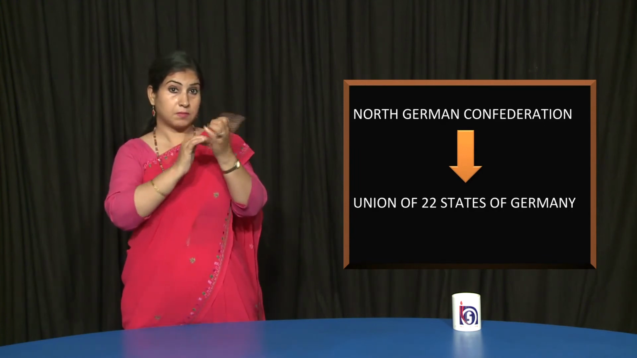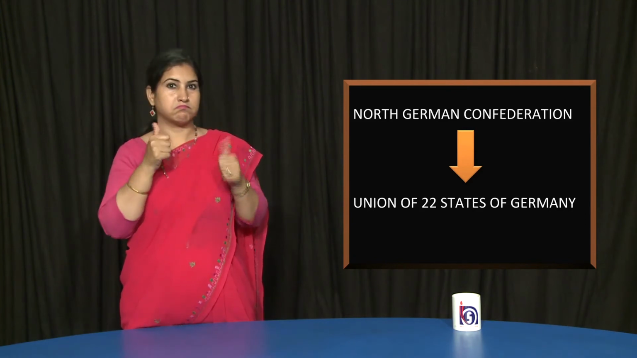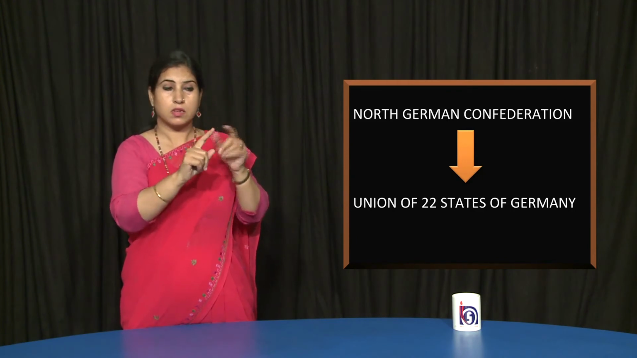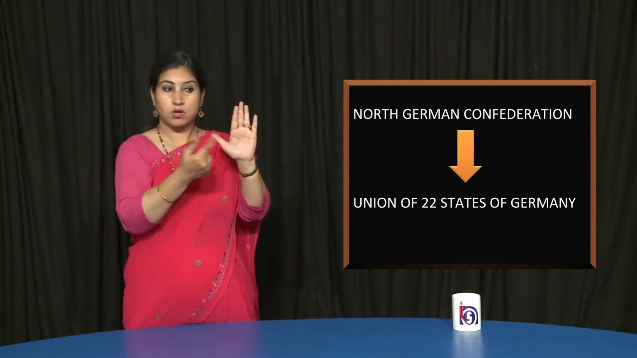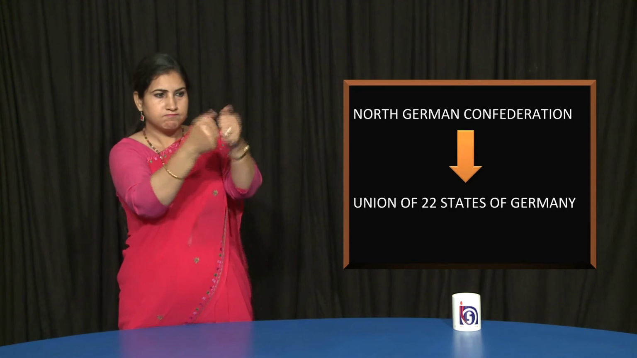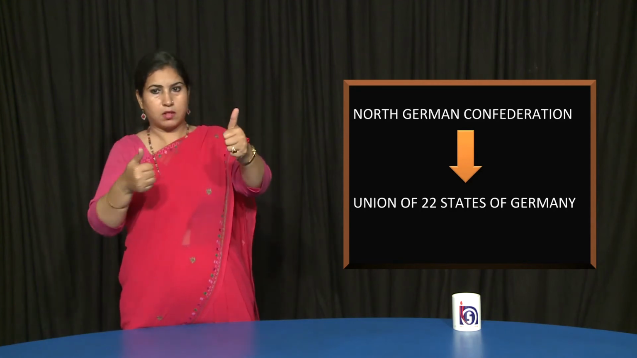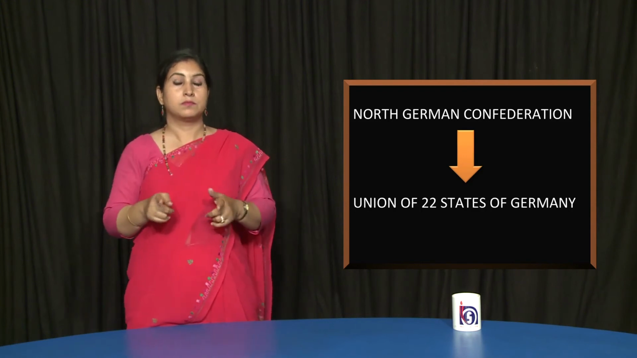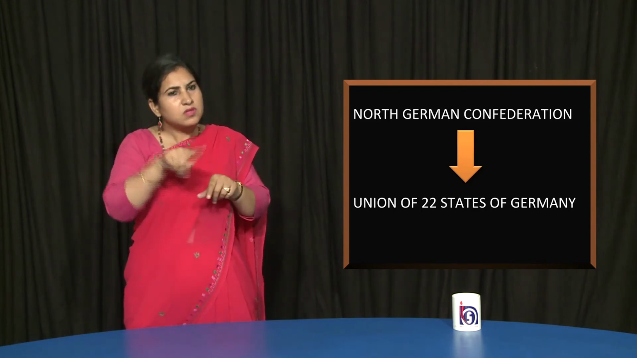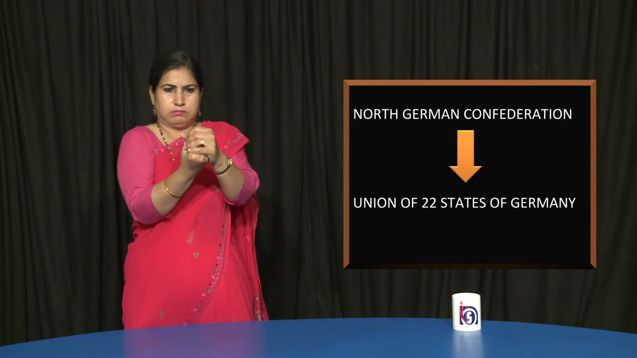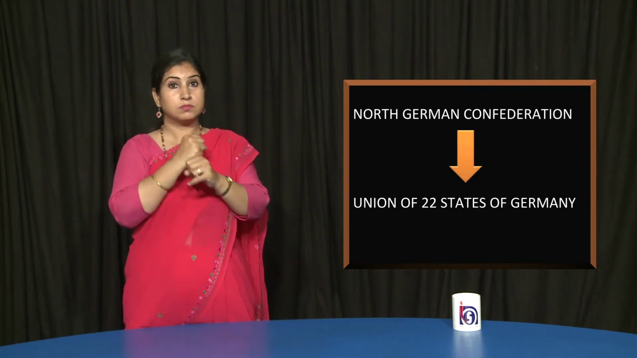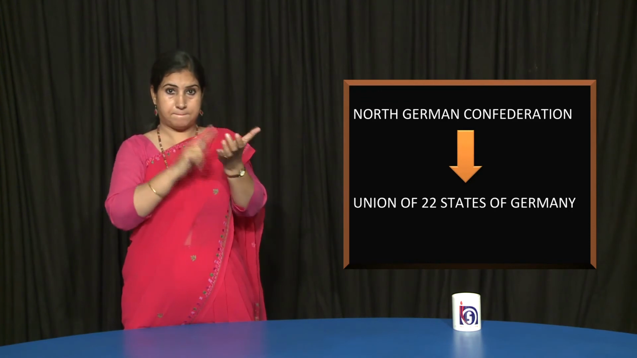Bismarck was a very intelligent man. He used the policy of using one European country against the other. This led to disunity among them and gave the chance to German states to unite as one country.